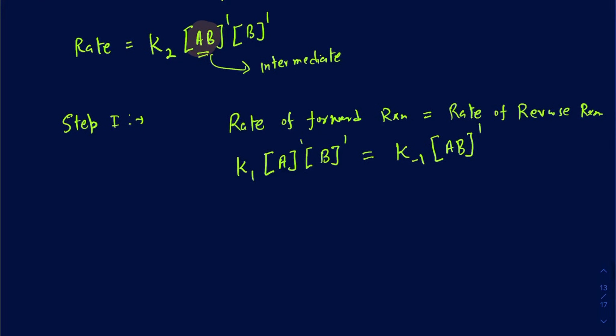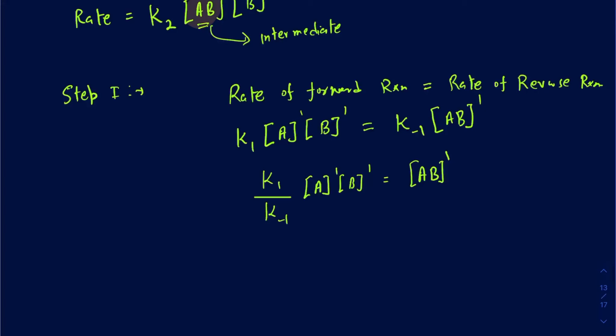So what I'm going to do is rearrange this. When I rearrange it, I divide both sides by K minus 1. So it's going to be K1 over K minus 1, A to the power 1, B to the power 1, and that's going to be equal to the concentration of AB to the power 1. You don't necessarily have to write down power 1 if you don't want to. It automatically means 1 if you don't write anything on it.